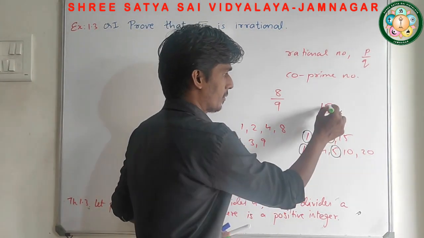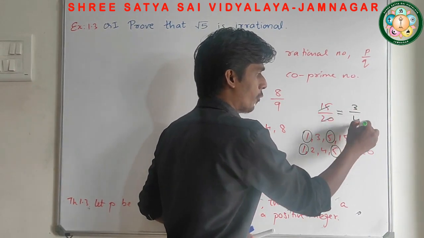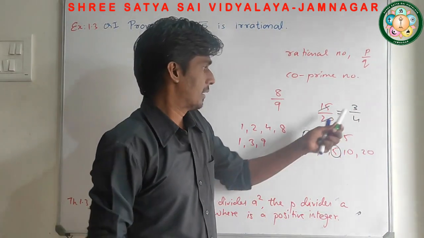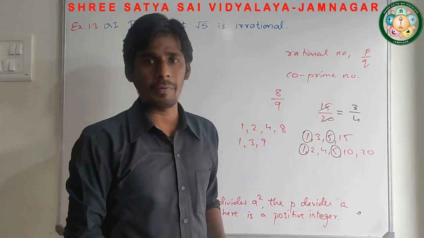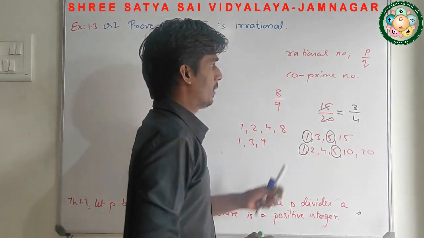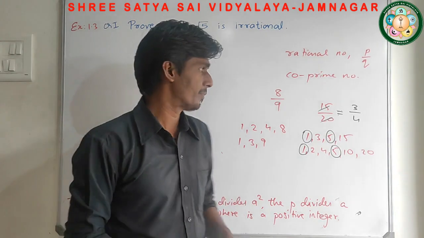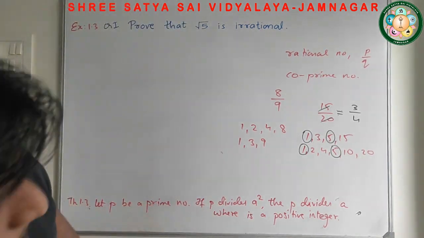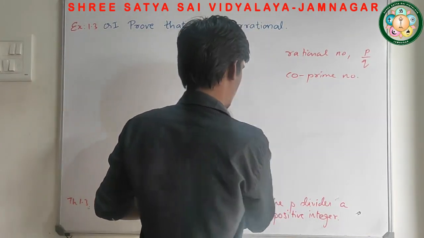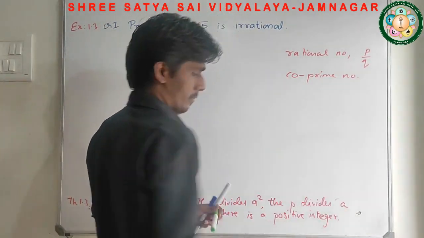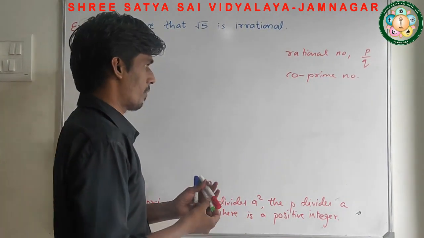But if I reduce it, 5 3s are 15 and 5 4s are 20. Now this 3 by 4, these 3 and 4 are co-prime because they don't have any common factor other than 1. So I hope co-prime is clear. उसमें कोई common factor नहीं होना चाहिए other than 1. The last and most important part: try to understand this part, then it's quite easy to understand this whole proof.